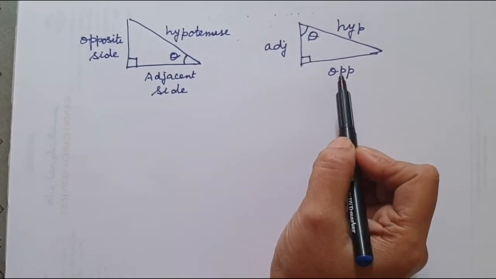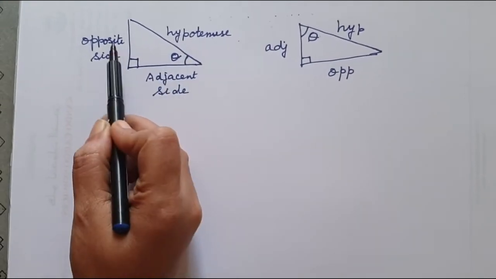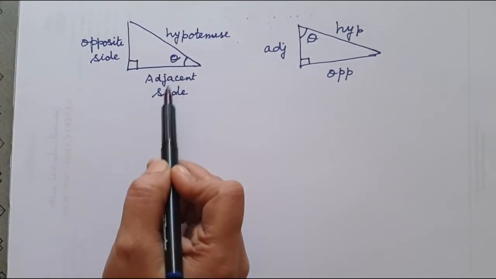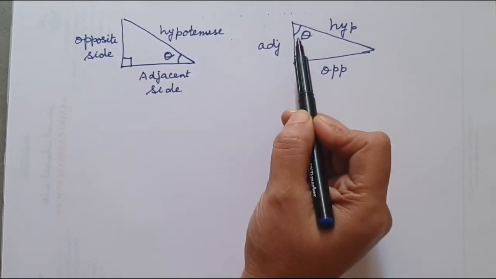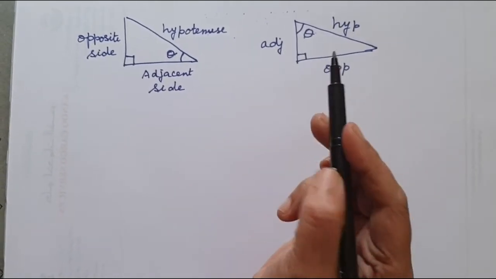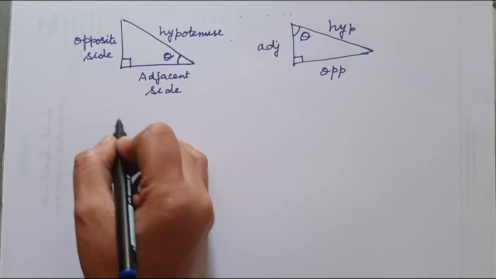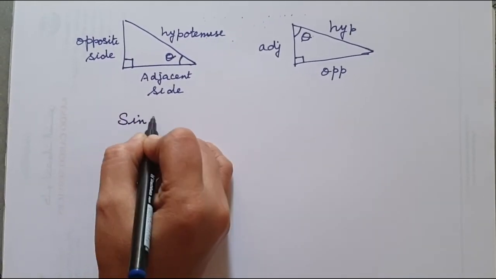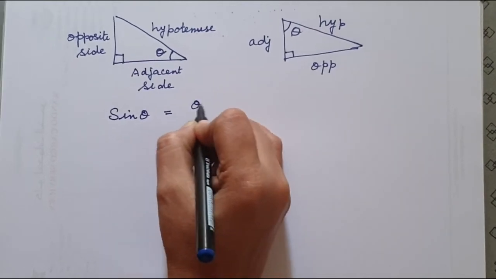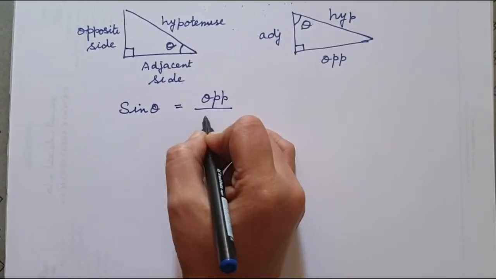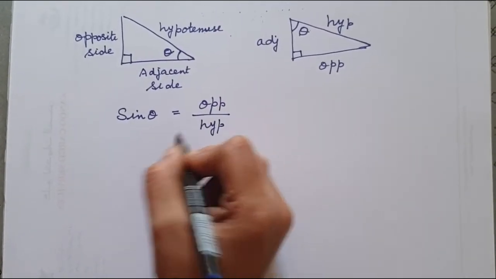Opposite to the angle is the opposite side. Here also check. Opposite to the angle is the opposite side. Adjacent to the angle is the adjacent side. And we have our trigonometric measures, that is sine theta is equal to opposite by the hypotenuse.